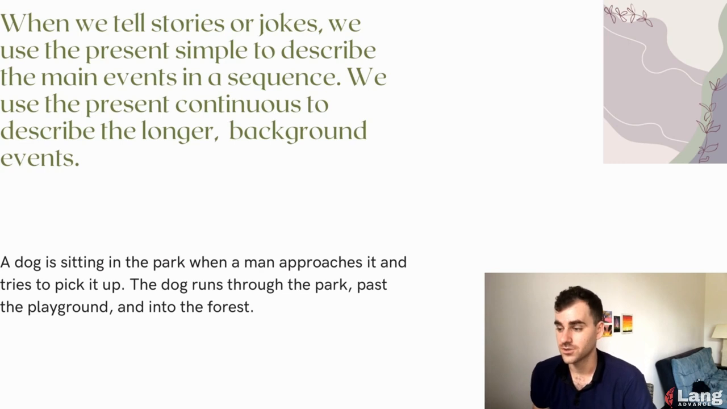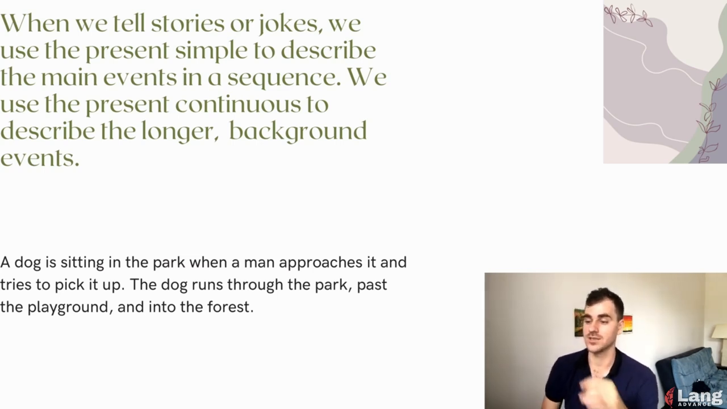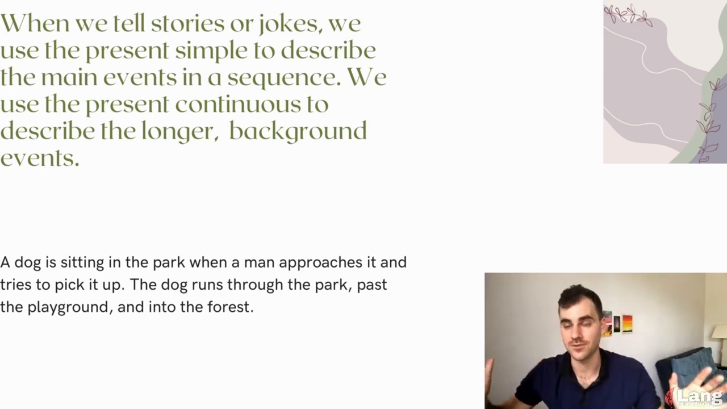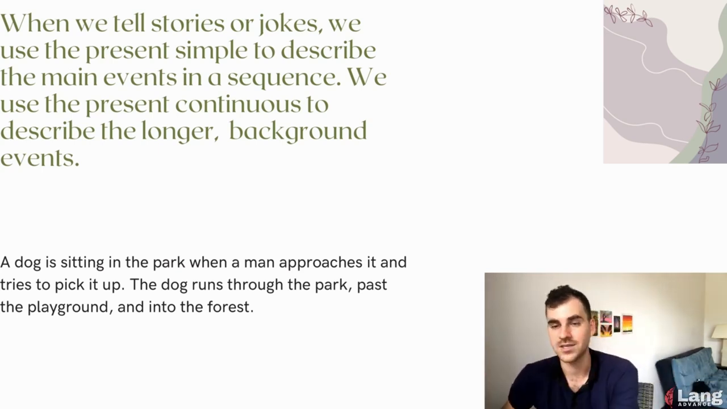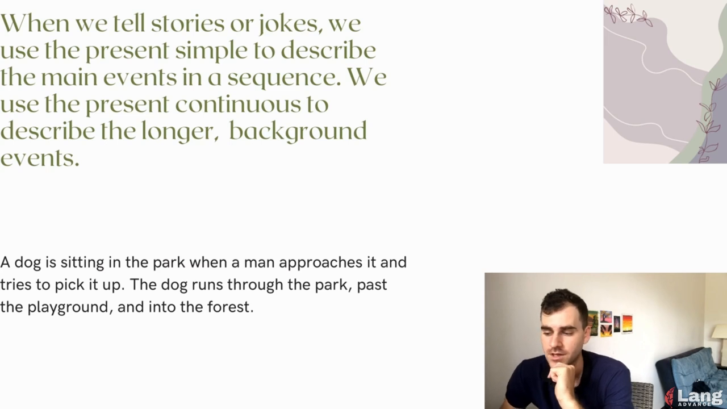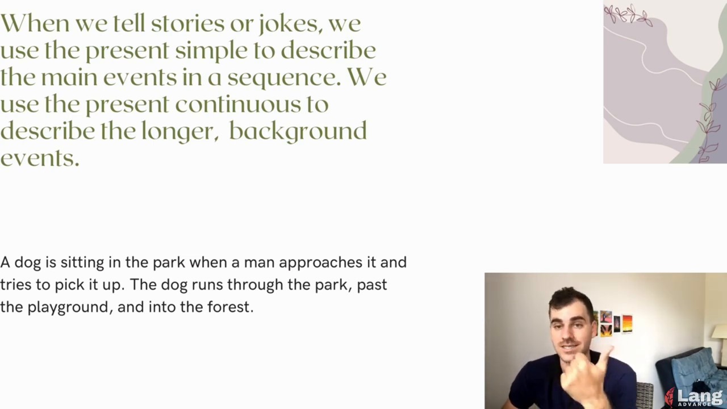When we tell stories or jokes, we use the present simple to describe the main sequence of events. We then use the present continuous to describe the longer background events. I use this story as an example. A dog is sitting in the park when a man approaches it and tries to pick it up. The dog runs through the park, past the playground, and into the forest. The verbs here are sitting, approach, try, and run.